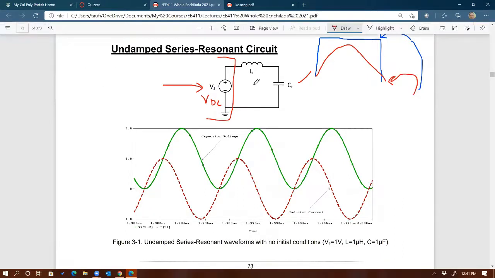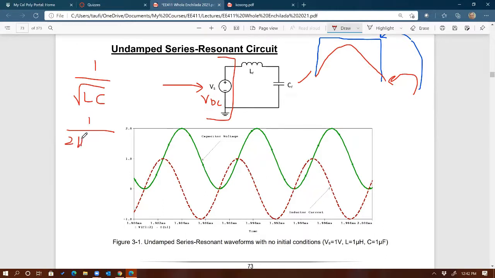1 over square root of LC. What unit is that? Hertz, or radians per second. Yeah, so be careful. This is radians per second. What if you want hertz?